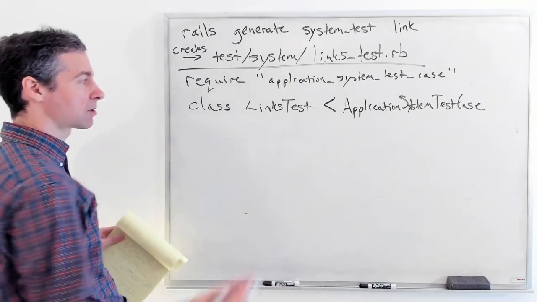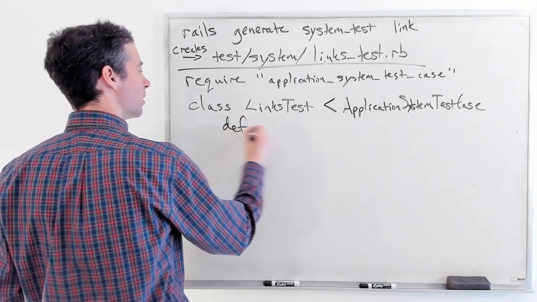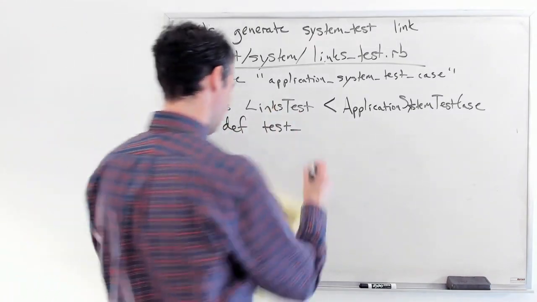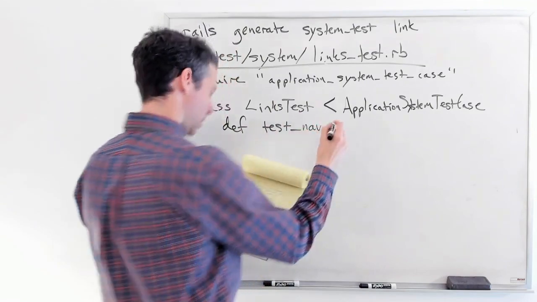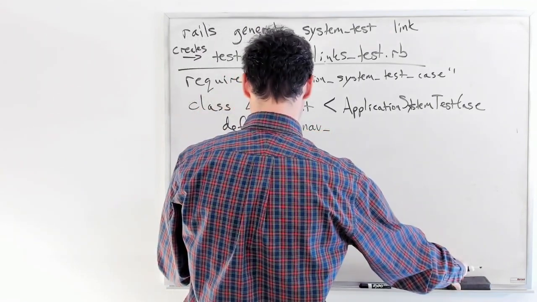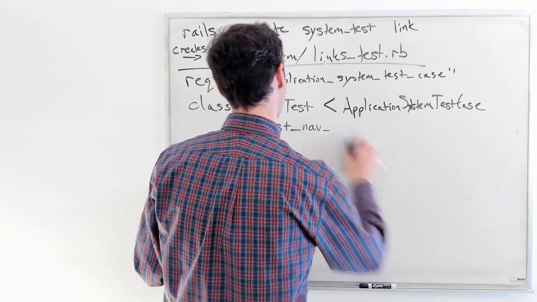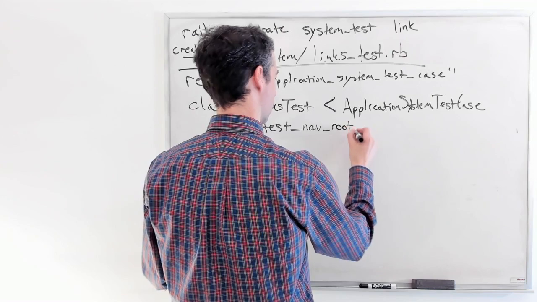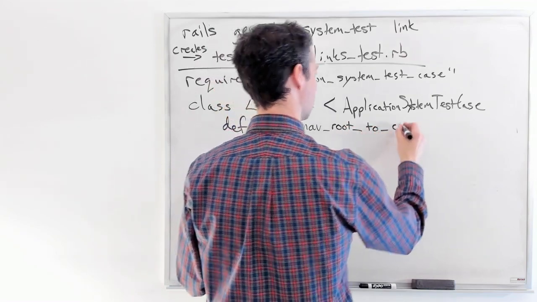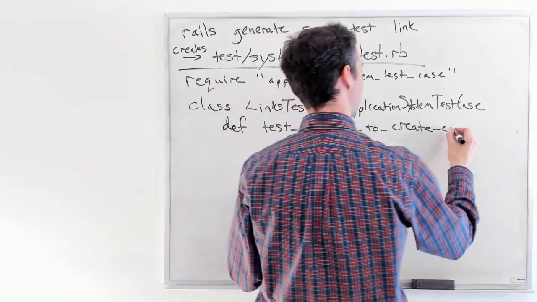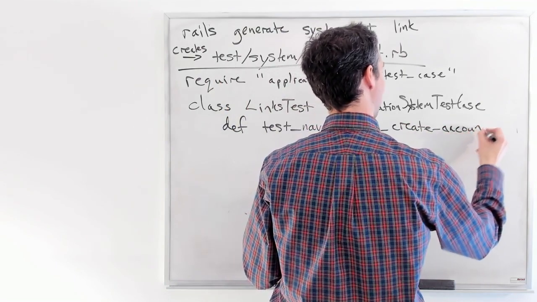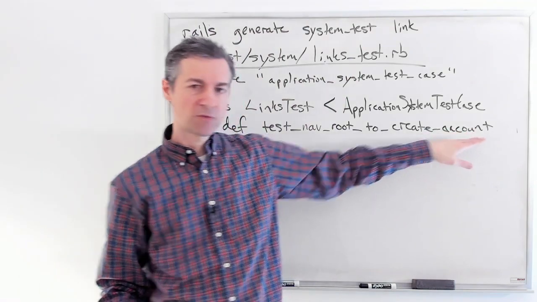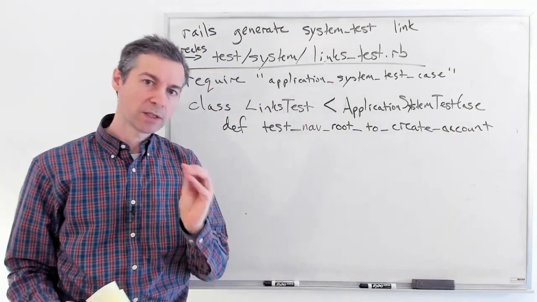So let's write a test. As we said, it's easy. All we have to do is precede it with test underscore, and we want to write a good, helpful name. So I'm going to say test nav, as in navigation, route to back to creating an account again. The idea is to create a name for your test that explains what it is you're going to test.